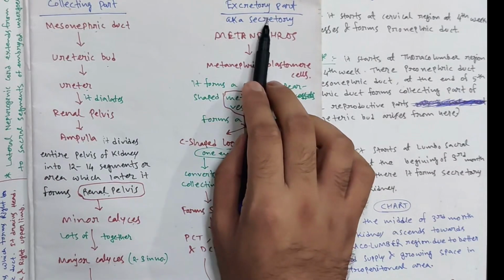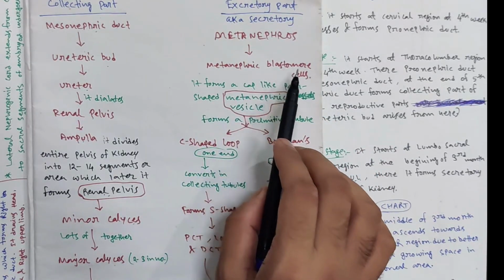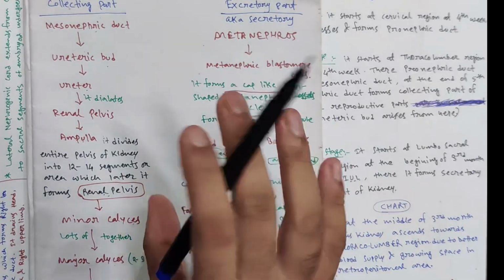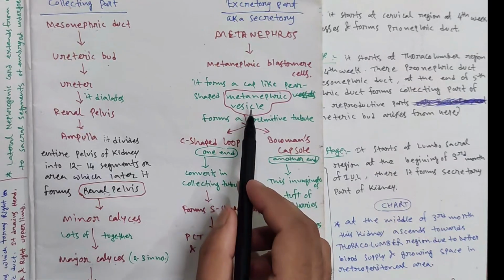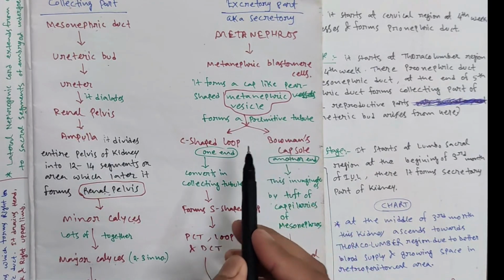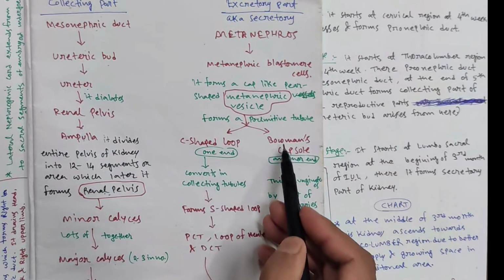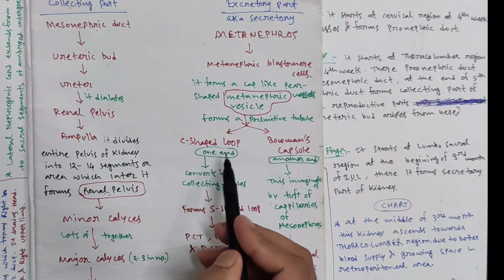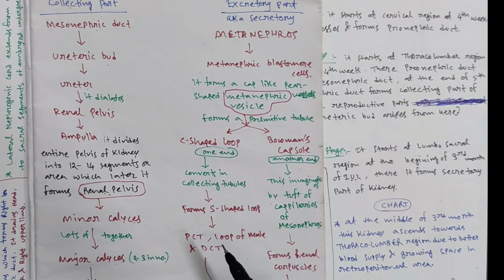Now the excretory part, as I said, is the metanephros stage. What happens? Metanephric blastema cells form a cap-like or pear-shaped metanephric vesicle. This metanephric vesicle forms a primitive tubule. One end of this primitive tubule forms a C-shaped loop, and the other end forms Bowman's capsule. This C-shaped loop then forms an S-shaped loop. Ultimately it forms the proximal convoluted tubule, loop of Henle, and distal convoluted tubule.